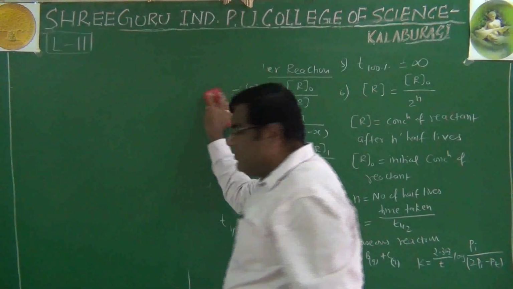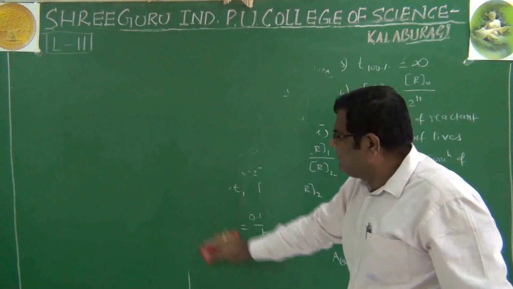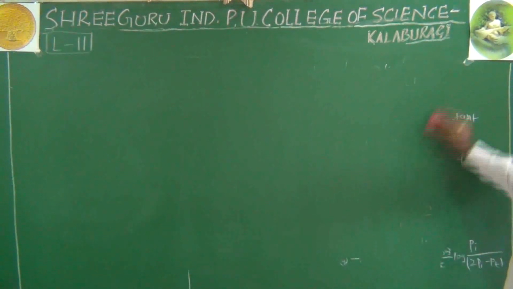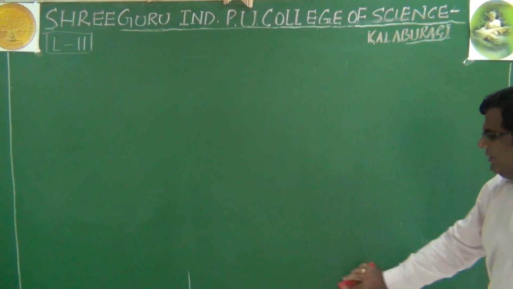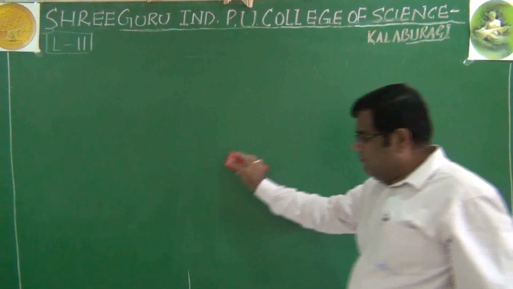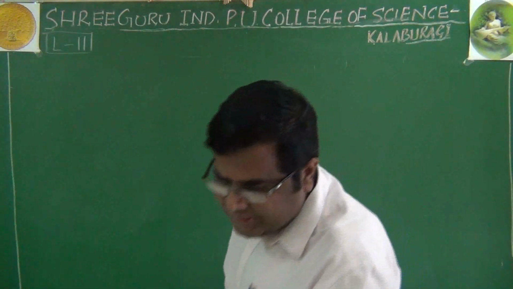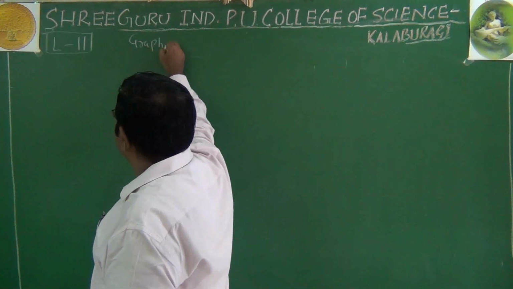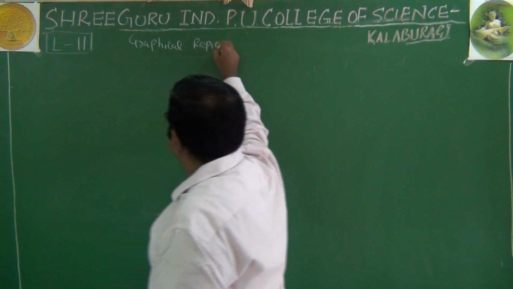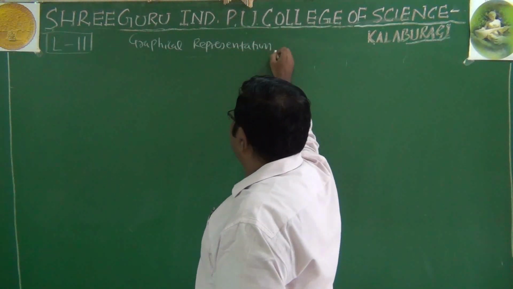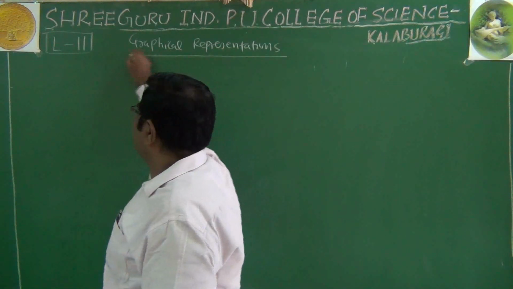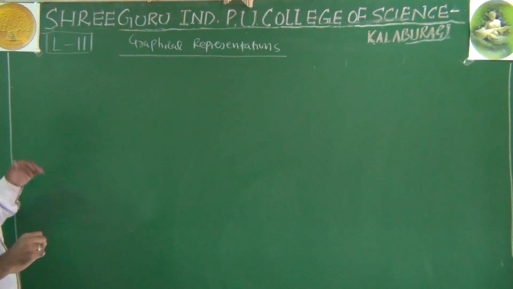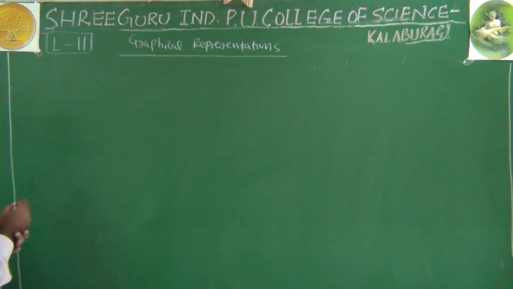Now I will make one table here for all these graphical representations, and that table you have to complete as homework, because we have already plotted these graphs. So see what type of table I am writing here. I will write here graphical representations, because this is a modern trend in the question paper that graphical questions are appearing. So every graph we should understand, because a graph helps in understanding the process in a better way.